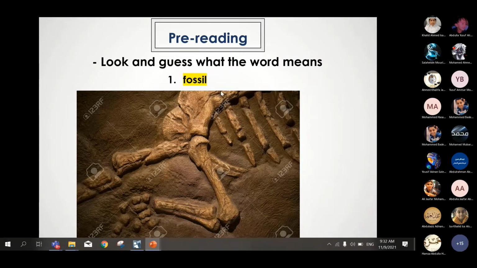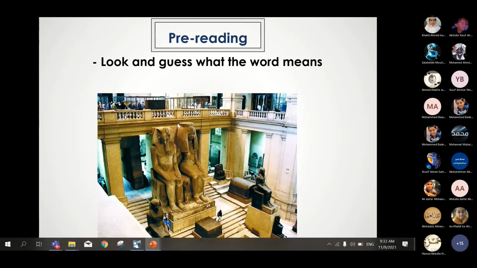Fossil. As I told you, fossils are the remains of all the plants and animals that lived on Earth millions of years ago, and now they are underground. Okay. Number two, look here. This is a museum.